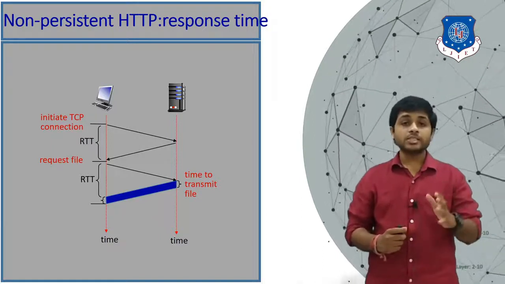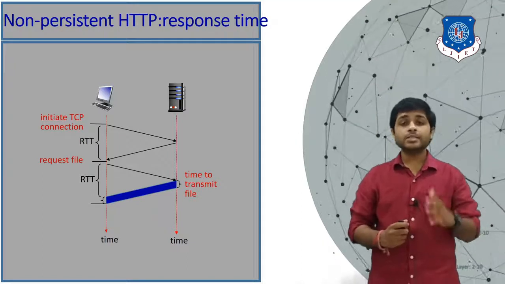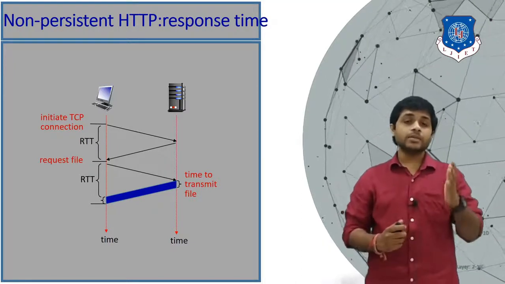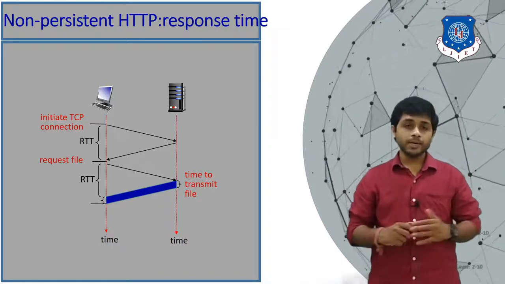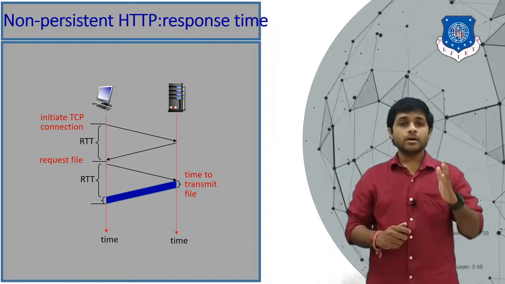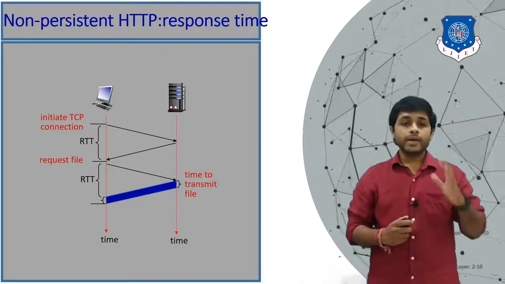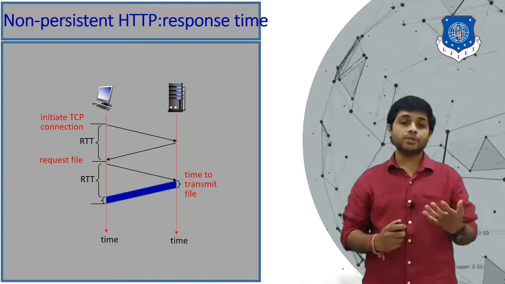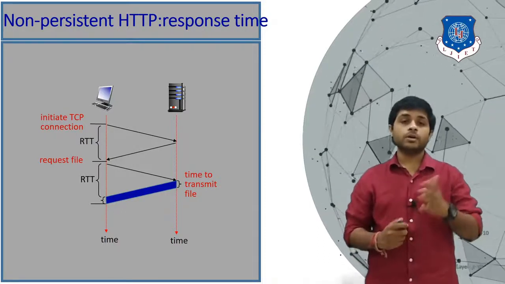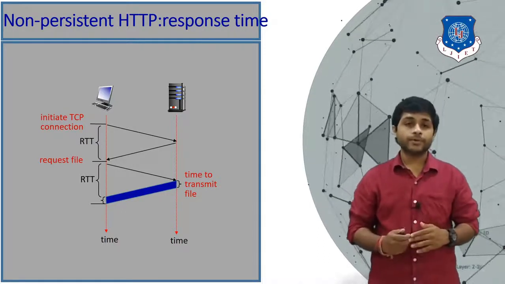If you want to access 10 objects, if you want to access 10 image files, in that case it will take 20 RTTs. So it is very inefficient, right? So in the persistent HTTP, 20 files can be shared over one connection, and it is more time efficient as compared to the non-persistent HTTP.